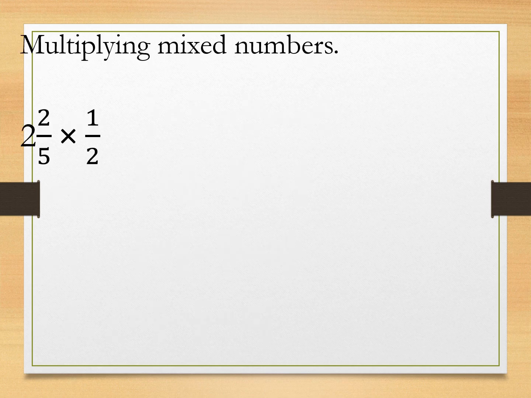When you have to multiply mixed numbers, you can't say, for example, 2 and 2 over 5 times 1 over 2 is equal to 2 as a whole number, and 2 times 1 is 2 over 10. It's wrong, because to multiply mixed numbers, you have to convert first into improper fractions. So 2 times 5 is 10, plus 2 is 12 over 5. You convert it first into an improper fraction, and then you will solve.